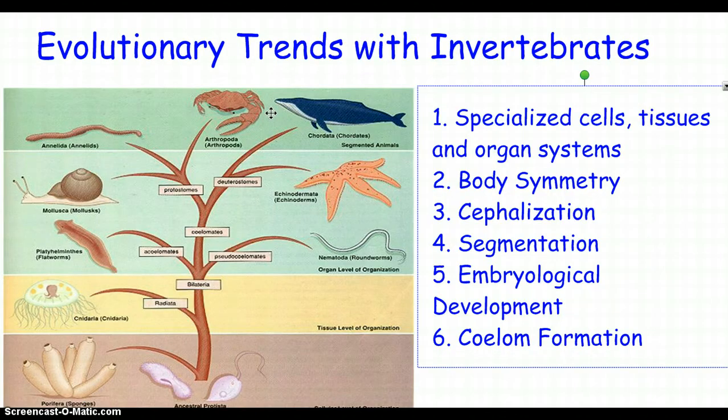All right, so we're going into evolutionary trends in invertebrates. So these are things that you see through evolution that all invertebrates have. So they have specialized cells, tissues, and organ systems. They have a body symmetry. They have cephalization, segmentation, embryological development, and coelom formation. So I'm going to quickly go over what those six things are.